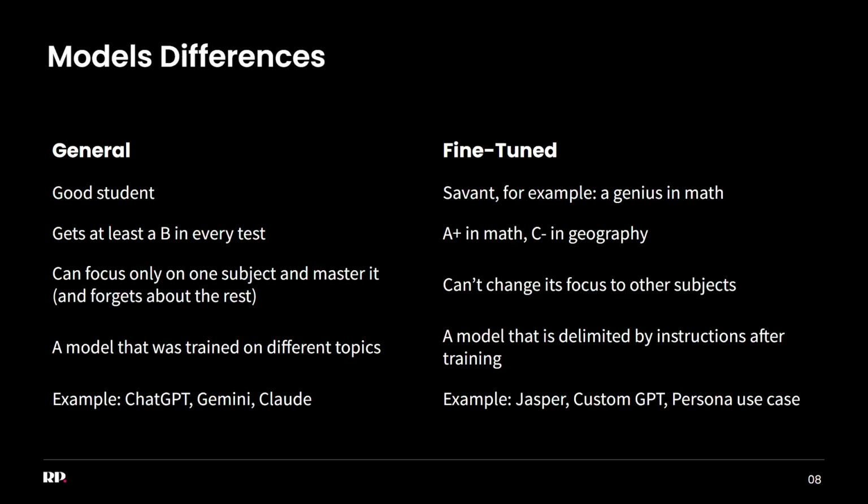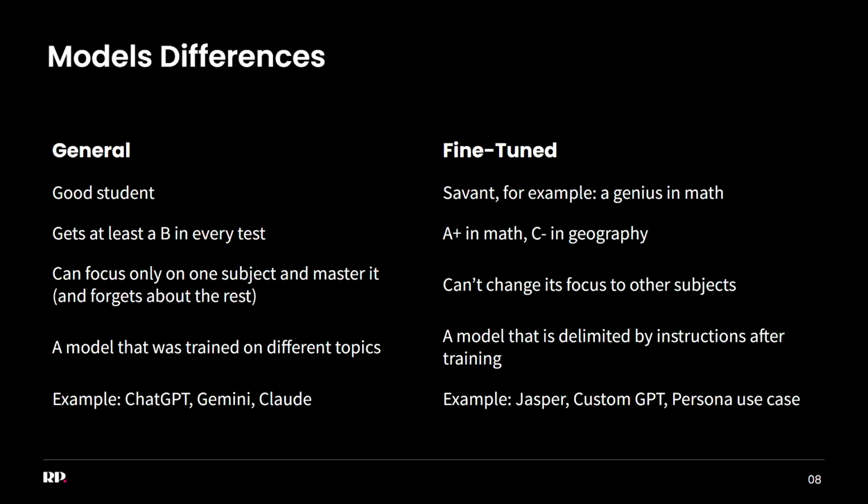The general models are models that were trained in different topics, and the fine-tuned ones were the ones that were delimited by some instructions after this training. So it's very good on specific things, not on general things. A few general models are ChatGPT, Gemini, Claude, and a few of the fine-tuned ones are, for example, Jasper, that is very good on creating content, but not on the other things. Like you cannot ask it, for example, to generate code like you can ask other models.